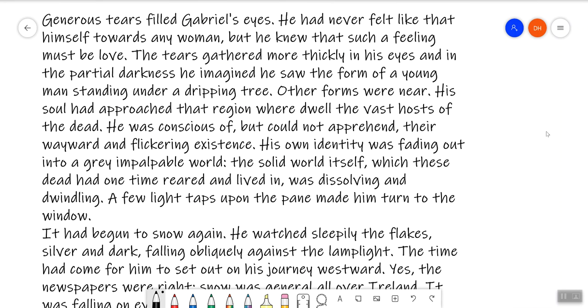But I want to read this. These are the last two paragraphs, spoiler alert, of this story. The main character, Gabriel, realizes, and it's kind of a long story, he has a self-revelation. He realizes and finally confronts the idea that his wife was once in love and romantically involved with somebody else very intensely.